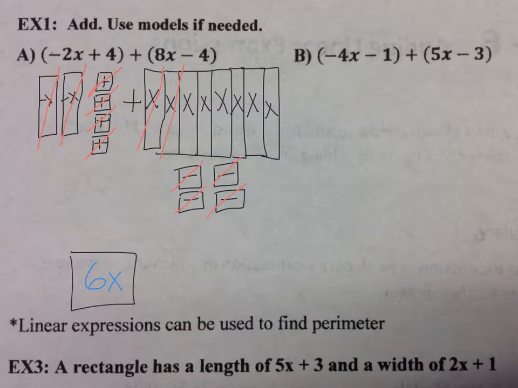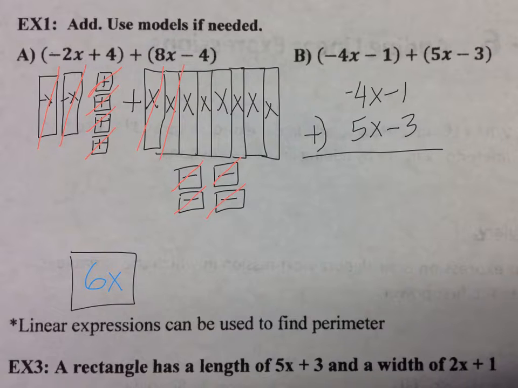Now I'm going to show you how to do it algebraically. I'm going to write down the first linear equation, negative 4x minus 1, at the top. I'm going to put a plus sign, and I'm going to put a parenthesis so I know that what I'm doing with these is adding them. Then I'm going to put 5x minus 3. Alright, so right now I'm just going to combine my like terms.